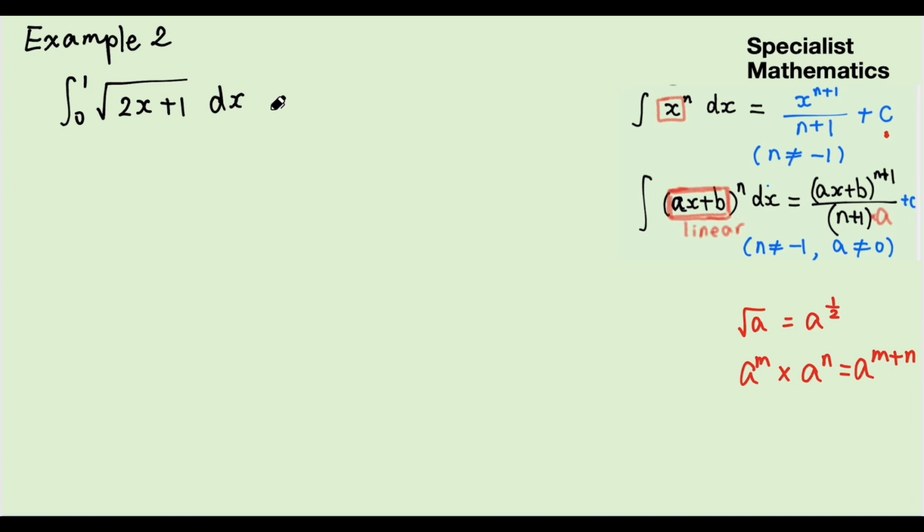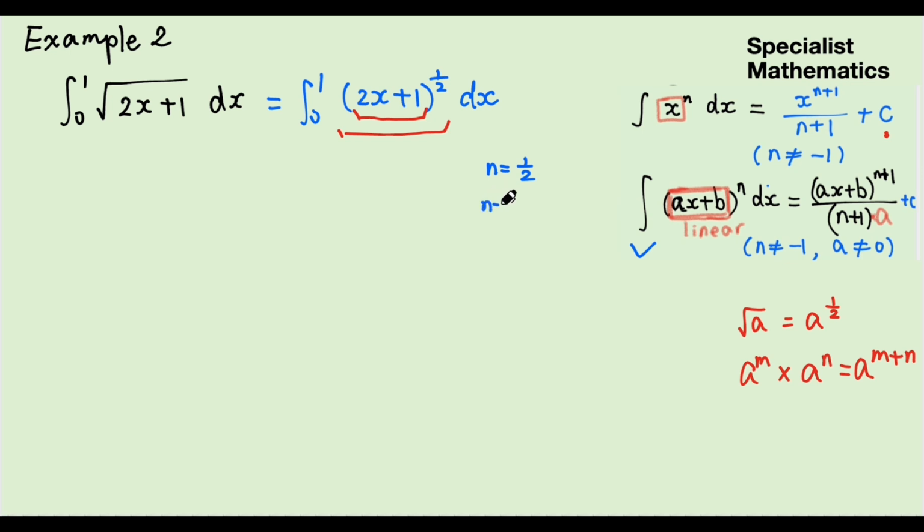Now let's look at example 2 by using the generalized formula. First, for the root sign, we are going to rewrite this as the power of half. Then we can see it is a compound function. The inner function is 2x plus 1, and the outer function is the power function. By comparing with the formula, n is equal to a half.